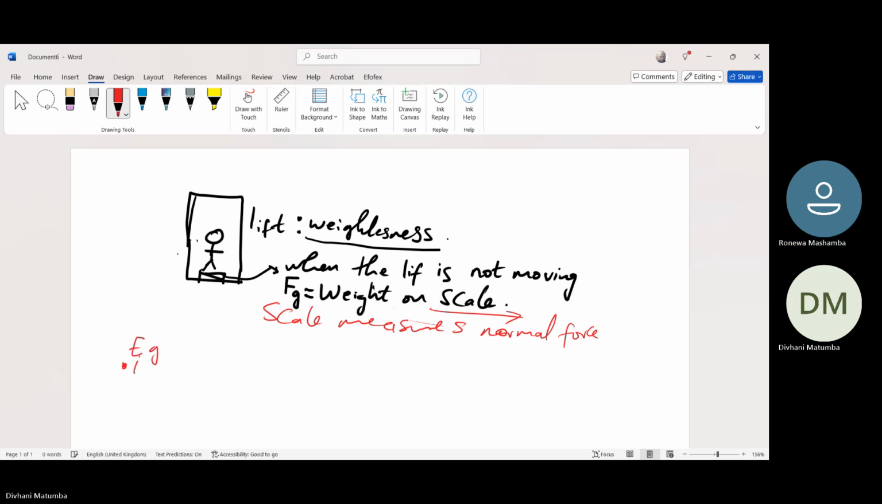Yes, sir. When the lift is in a free fall, what is the value of the acceleration of the lift? When there's no force pushing the lift, when the lift is just falling, what will be the value of g on the lift? The gravitational acceleration. So I want to say 9.8.